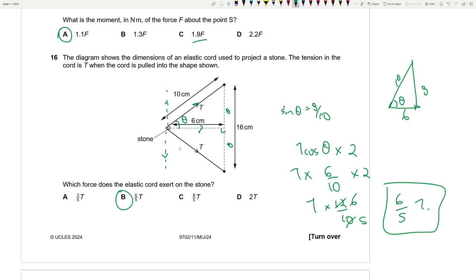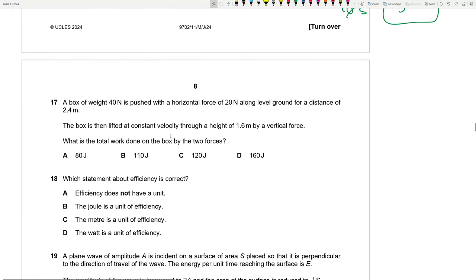Do you guys get it? Because there are two components, two T's, and we are taking the horizontal component, the vertical one is getting cancelled out. Next, a box of weight 40 newton is pushed with a horizontal force of 20 along level ground for a distance of 2.4 meters. The box is then lifted at constant velocity through a height of 1.6 by vertical force. Total work done by the two forces.